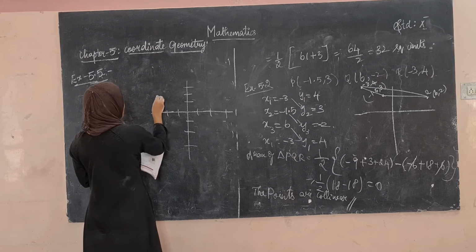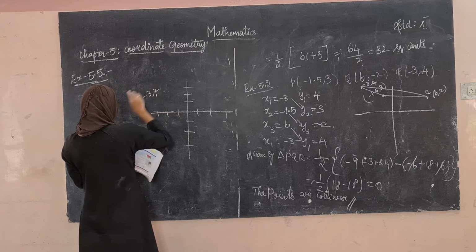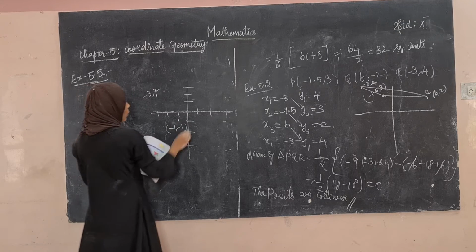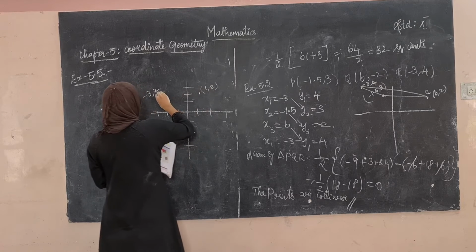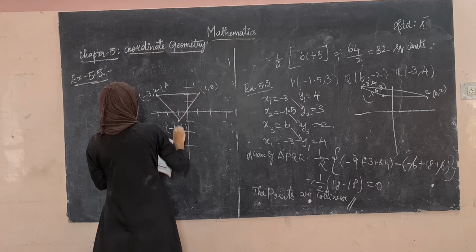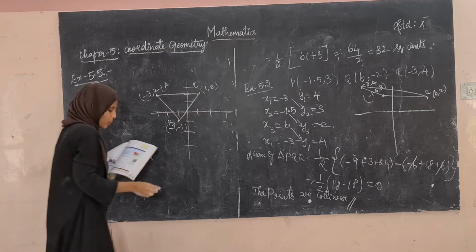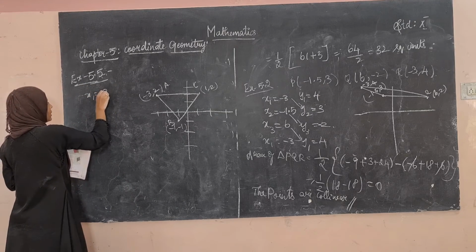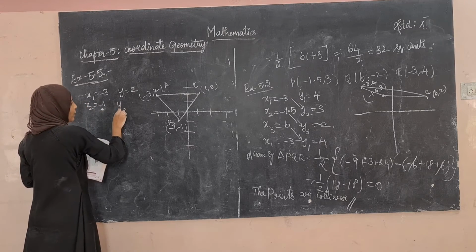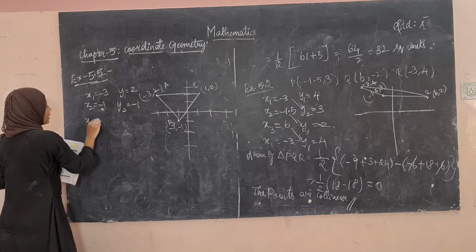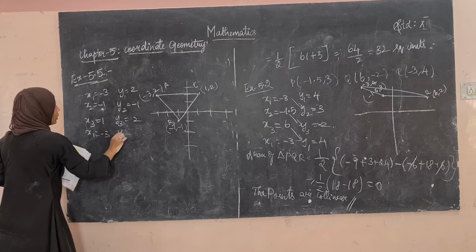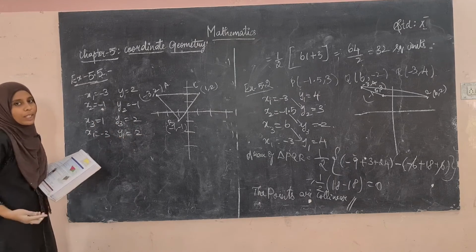Okay, minus 3 comma 2, and again minus 1 comma minus 1, and again 1 comma 2. So this is the triangle. This is A, this is B, and this is C. What is x1, y1? x1 is minus 3, y1 is 2, x2 is minus 1, y2 is also minus 1, x3 is 1, y3 is 2. Again you have to write x1 is equal to minus 3, y1 is equal to 2. We are writing this for simplification, it will be easy for you.